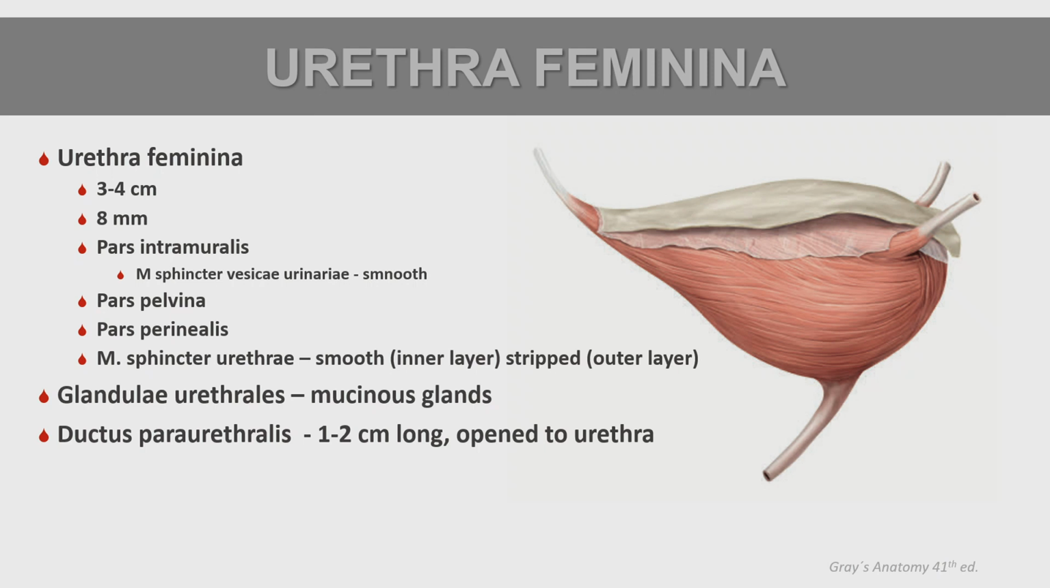There, in a perineal part, we have a sphincter urethrae, which has an inner layer, which is smooth, and outer layer striped. So voluntary striped and involuntary part. So this is somewhere in this region.